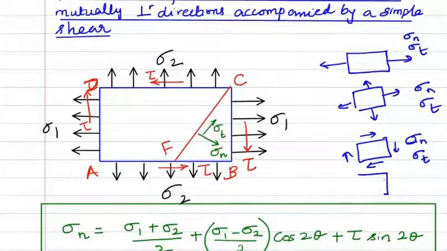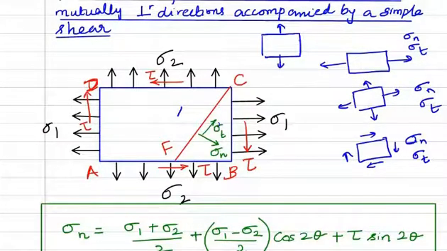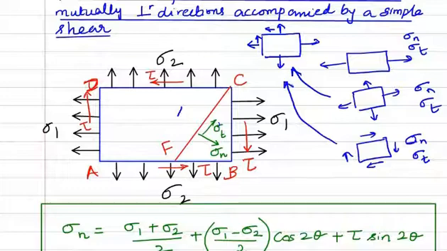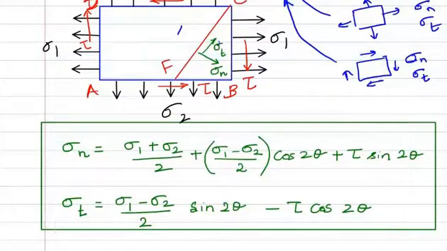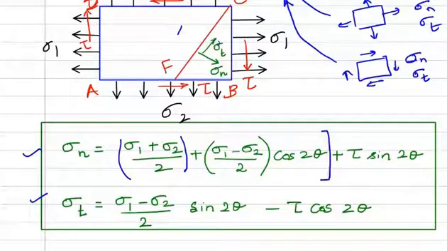The fourth case is, I'm having a body like this in which the normal stresses are acting in two perpendicular directions and also shear stress is acting. So this will be a combination of this and this. For this case, I have to calculate the normal stress and the tangential stress. The normal stress is equal to sigma 1 plus sigma 2 divided by 2, plus sigma 1 minus sigma 2 divided by 2 into cos 2 theta, plus tau sine 2 theta.